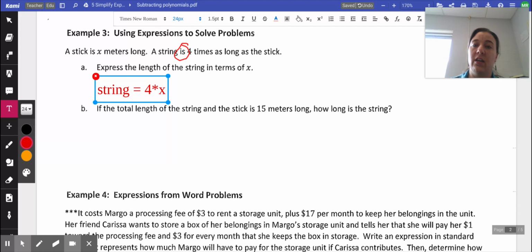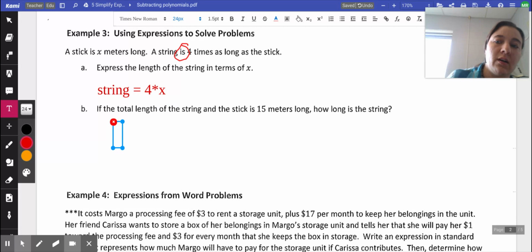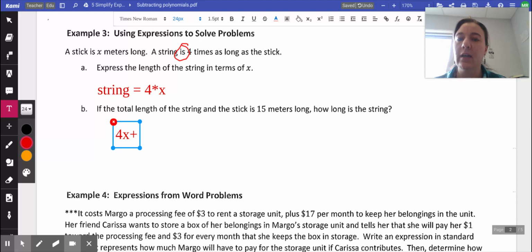If the total length of the string and the stick is 15 meters, how long is the string? So I'm going to write. This is the part where a lot of students like to just tell me the answer. But I want you to type what you heard in the question first. In the question, I heard total. So total means addition. Total for what? The total of the string. The string was 4x. And was already a plus sign. The steak was called x. Is, which means equals 15.